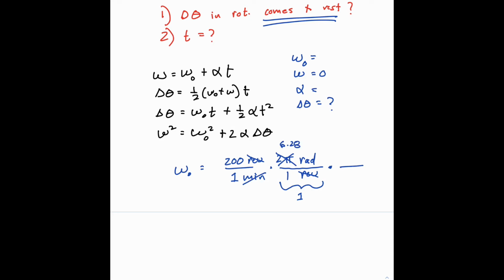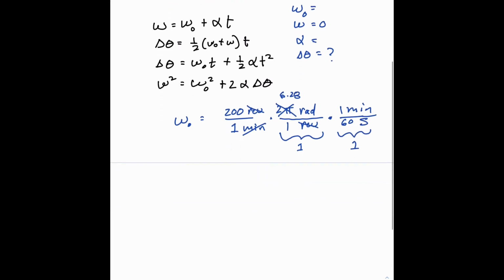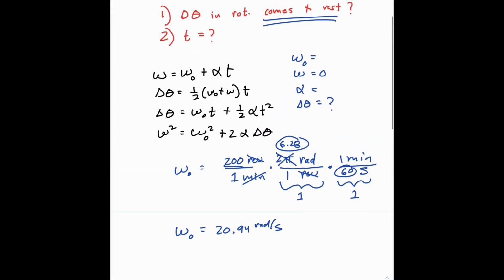Now we also need to get rid of minutes. We can do that by putting minutes in the numerator in our next conversion factor and change from minutes to seconds. There are 60 seconds in 1 minute, so this conversion factor is really just, again, multiplying by 1. In the end, we take the number 200, multiply by 6.28, and divide by 60. When you do that, you find an initial angular speed of 20.94 radians per second. Let's fill that into the list of known quantities: 20.94 radians per second, and the acceleration is negative 1.9 radians per second squared.